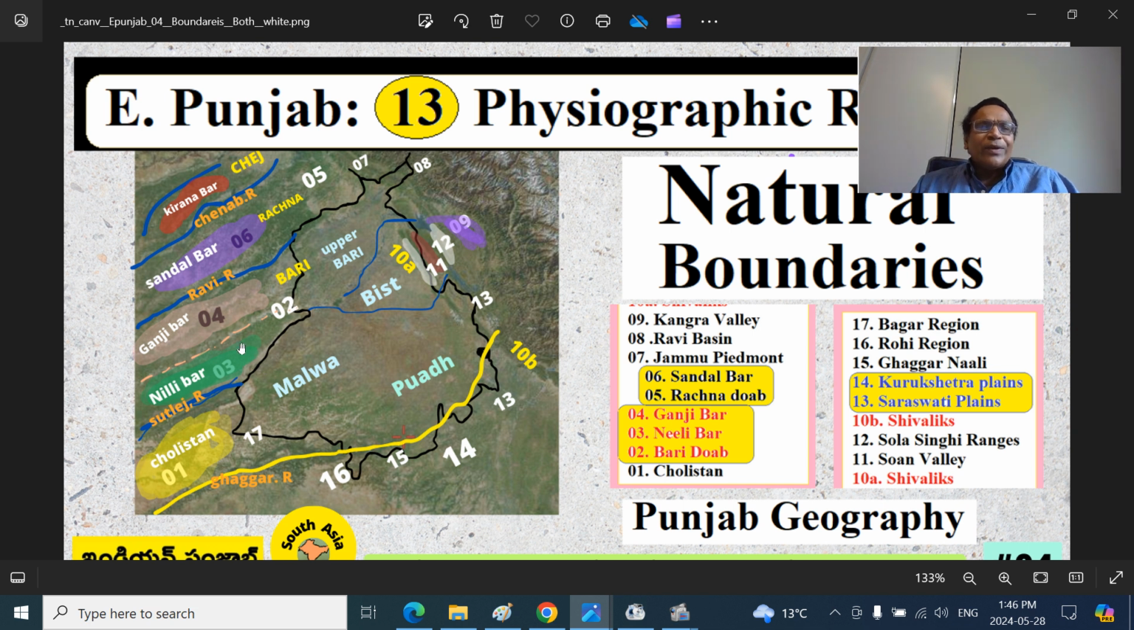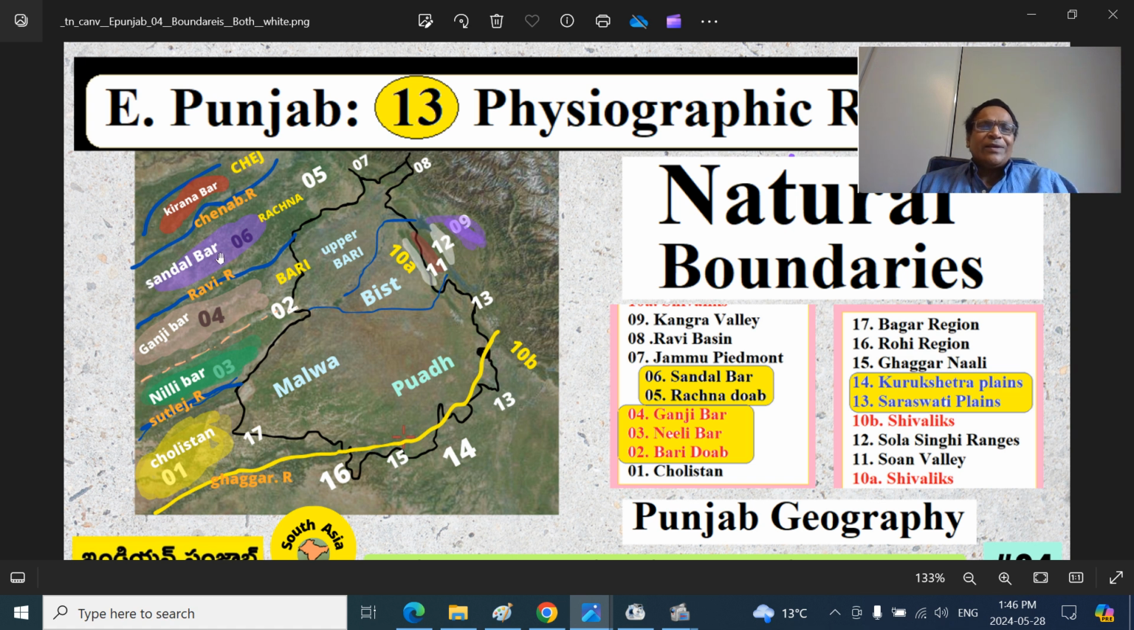You can see the Rechna Doab. Bars, I put it here so that you don't miss the number 5. Rechna is the rivers Ravi and Chenab, Rechna Doab. That entire central part is the bar called Sandal Bar. Easy to remember: PQRS. R is Rechna Doab, S is Sandal Bar.